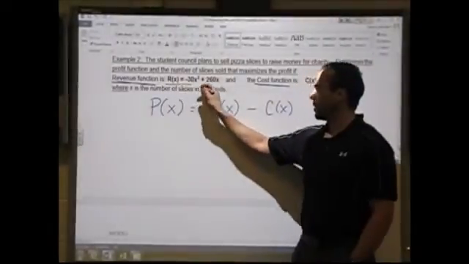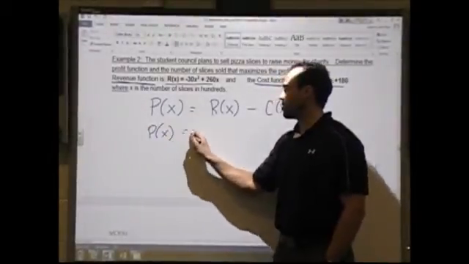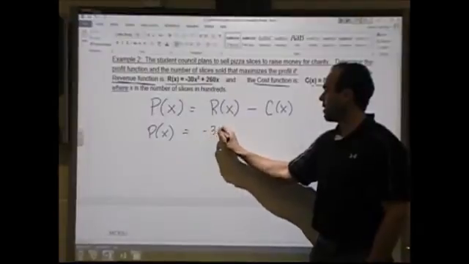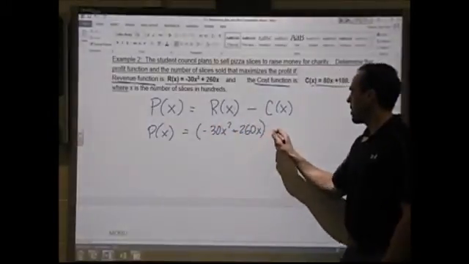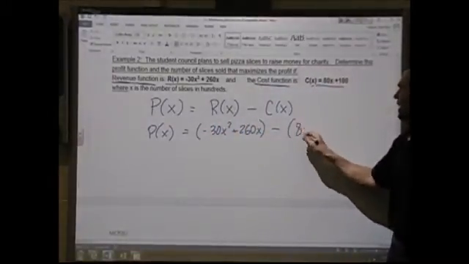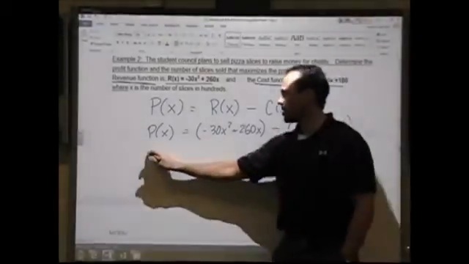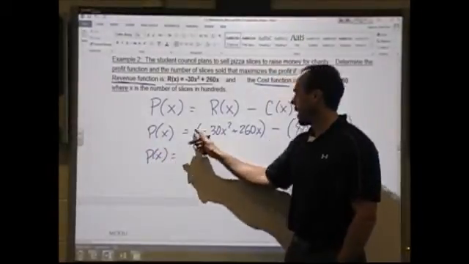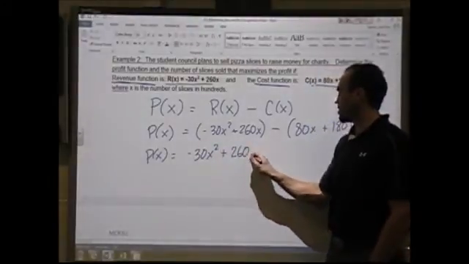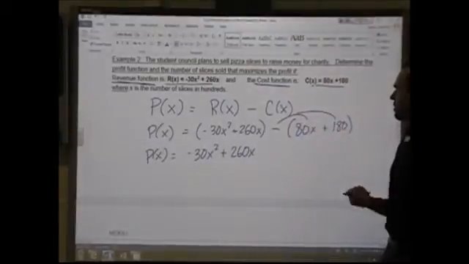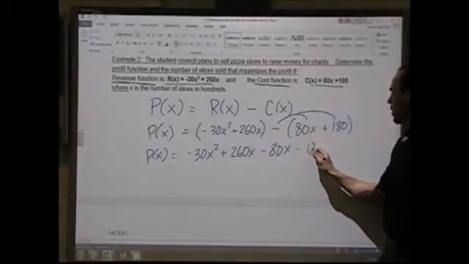They're letting us know what revenue is, and what cost is. So the profit, as a function of number of slices sold, is equal to the revenue, which is negative 30x squared plus 260x, and I'll leave that in brackets, minus the cost, which is 80x plus 180. It's very important you leave this in brackets. Now if you continue this, profit is just equal to, I can clear this bracket because nothing is affecting that bracket, negative 30x squared plus 260x, and then this negative sign applies to both things in here, so that's minus 80x and minus 180.